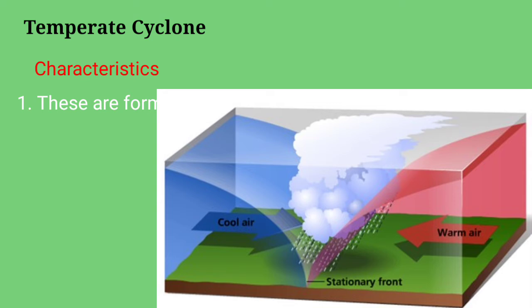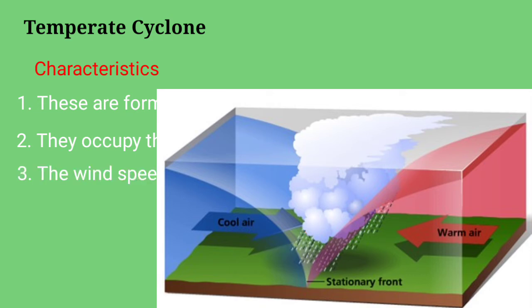They are formed due to the formation of fronts. Fronts mean when a warm air mass and a cold air mass meet, the boundary zone or transitional zone between the warm air mass and cold air mass is known as a front. In this transitional zone, a cyclone develops. This cyclone is termed a temperate cyclone.